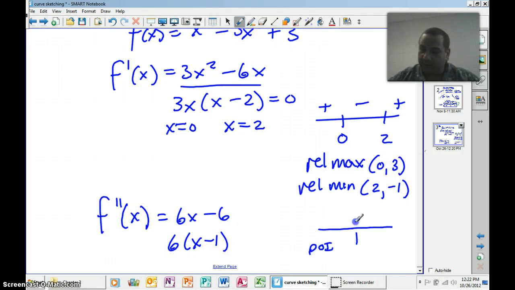So I'm going to check to the left and to the right of 1. If I check like negative a million again, this is negative times positive, it's negative. If I test something greater than 1, it's positive. So I have a concave down here, concave up here. Remember, this is increasing, decreasing, increasing. I'm about to start my graph.